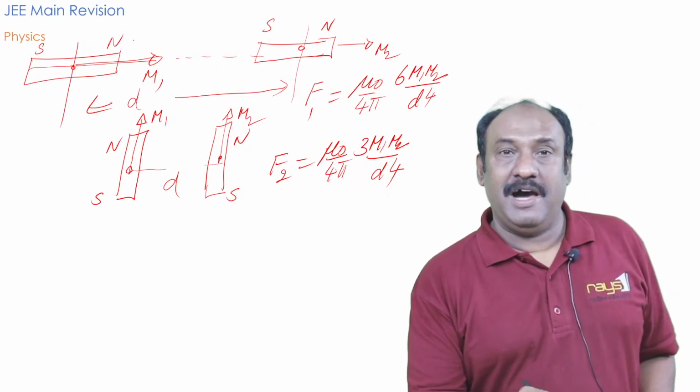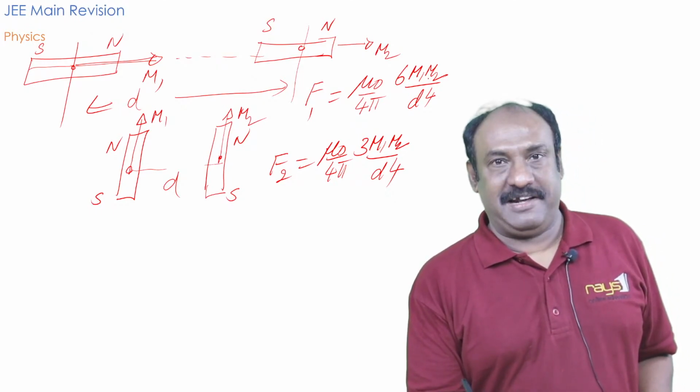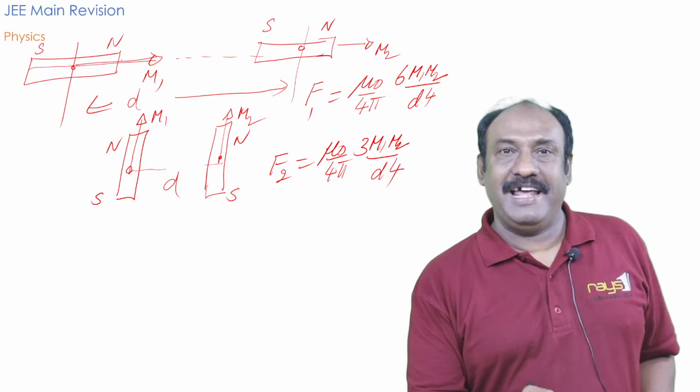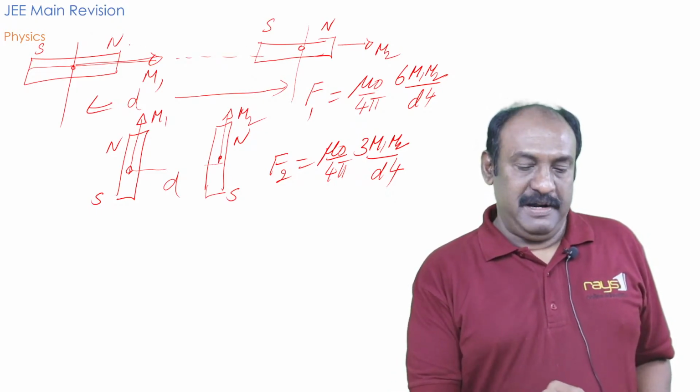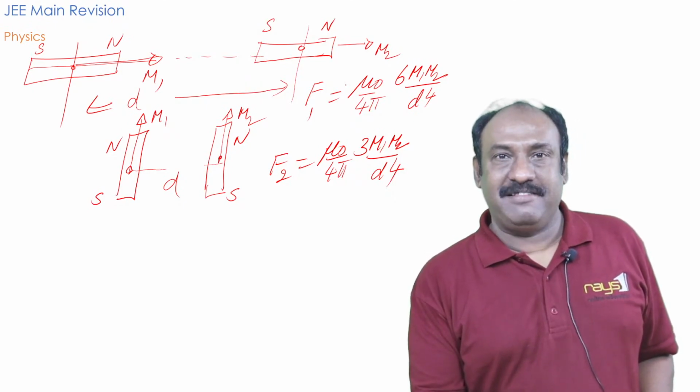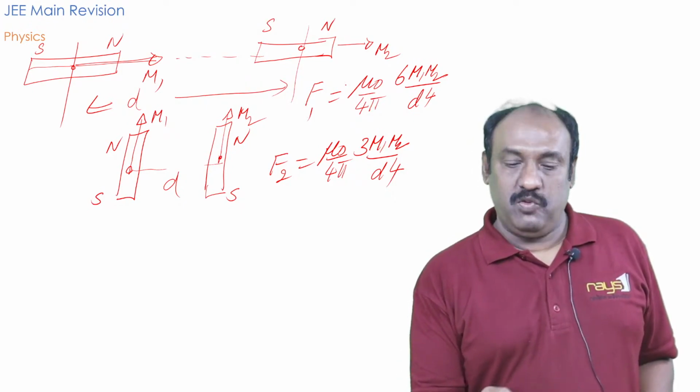Suppose if these two are N and S, there will be a force of attraction, minus. If these two are N and N, there will be a force of repulsion, plus. So in between two opposite poles, we write minus for the force. In between two like poles, we write plus.